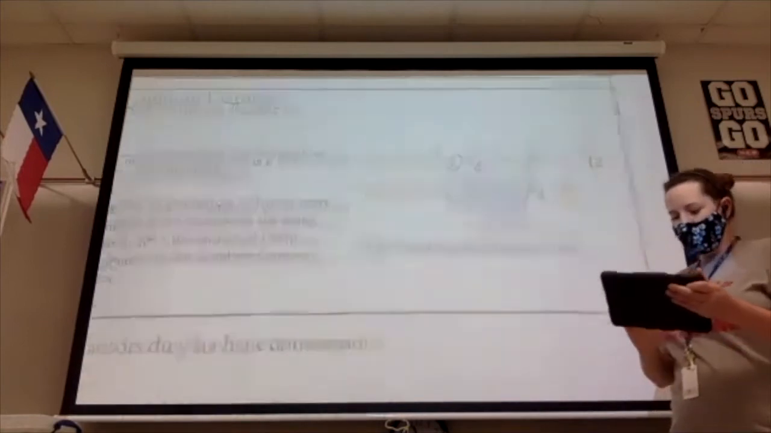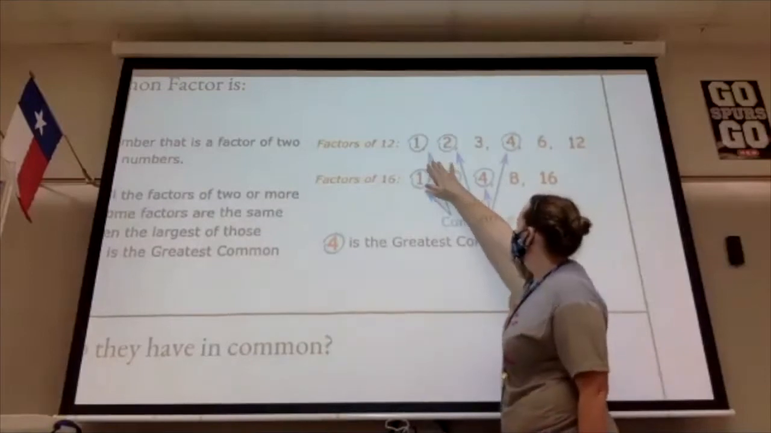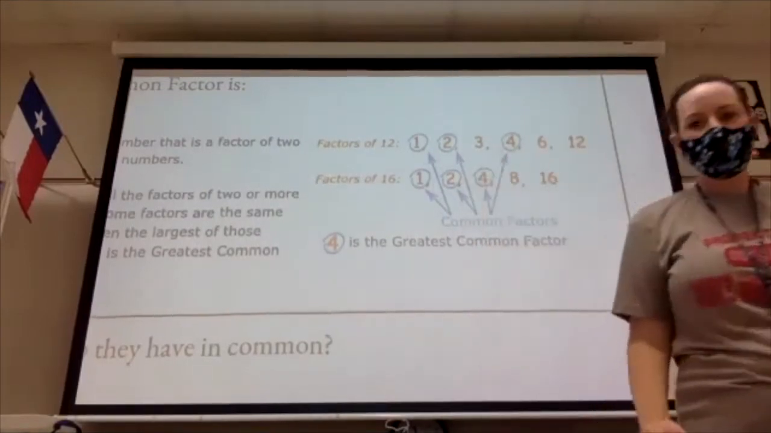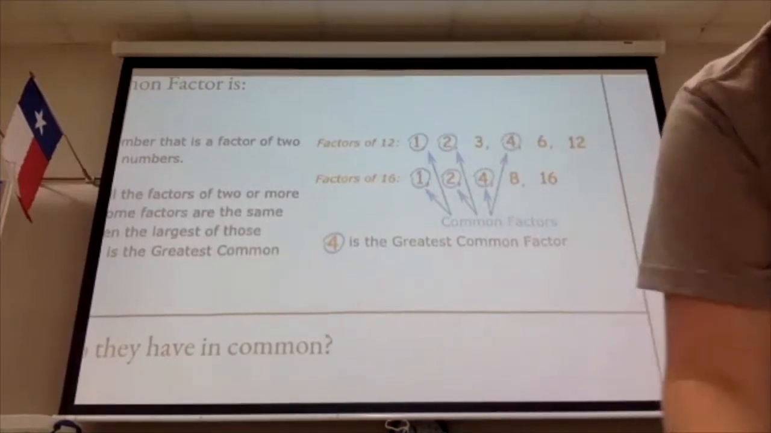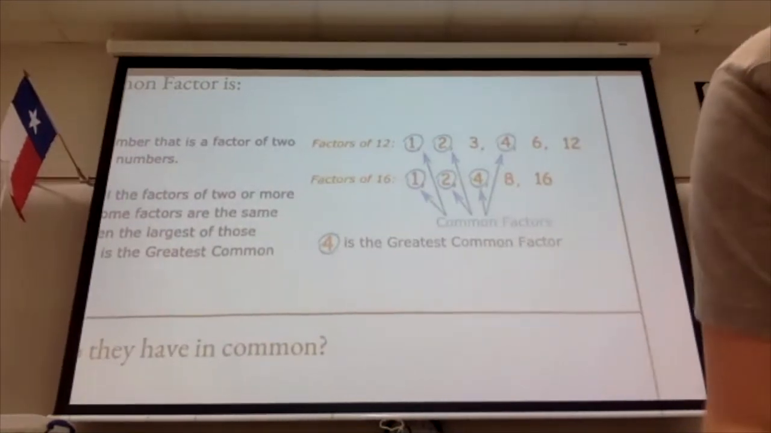So right here I have a list. It says factors of 12. So all of these are factors of 12 because 1 times 12 is 12, 2 times 6 is 12, 3 times 4 is 12. Okay, so those are all individual factors of 12. Down below, I've got factors of 16 listed.